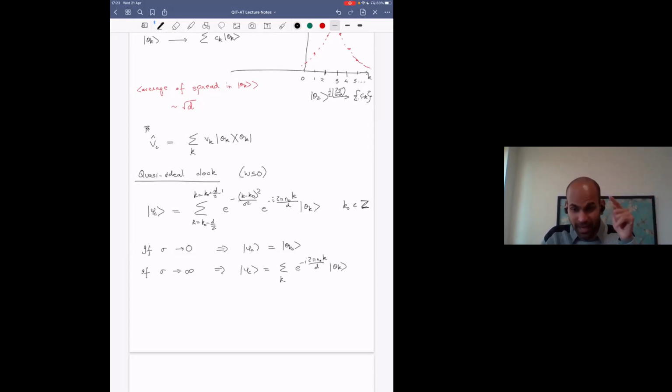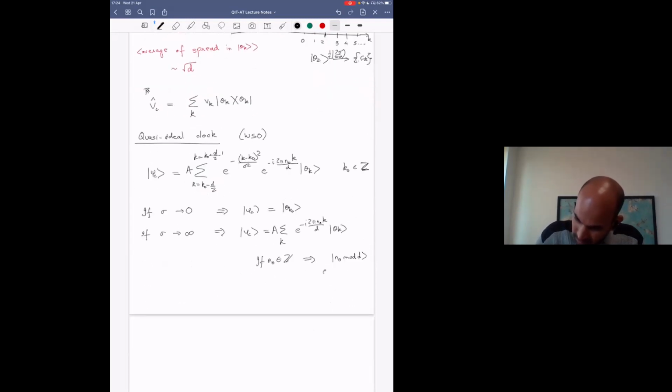And this, in fact, if n naught, well, there is some constant of proportionality outside, of course, for all of those to remain sure they're normalized. Yes. If n naught is actually an integer here, then we end up doing the inverse discrete Fourier transform. So if n naught is an integer, then we end up getting n naught, I think, modulus of the dimension if n naught is very large, but assuming it's not, then it'll be between 0 and d. But we get an energy eigenstate.